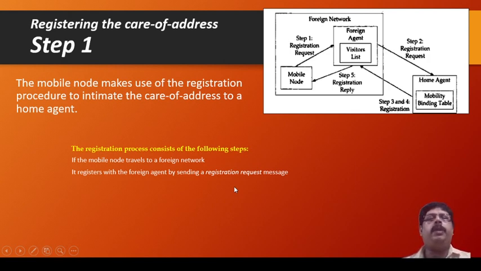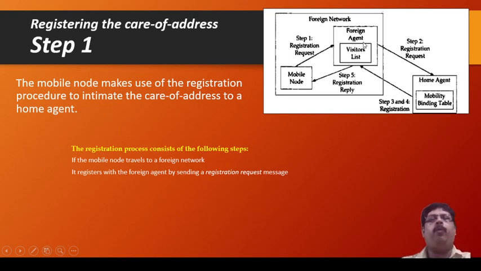Next step in this one is registration of Care-of address. This is divided into 5 different steps. In each step we will discuss what it is doing, and in brief we will explain exactly how it happens. Suppose assume how the Care-of address is registered by a mobile node when it moves to the foreign agent.